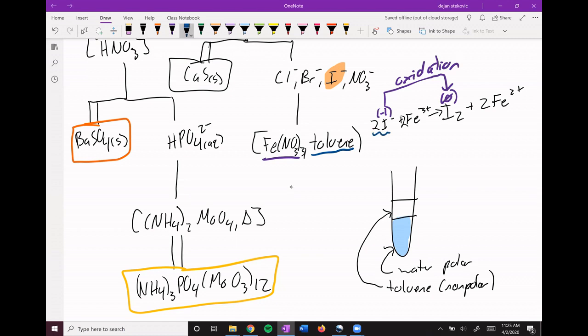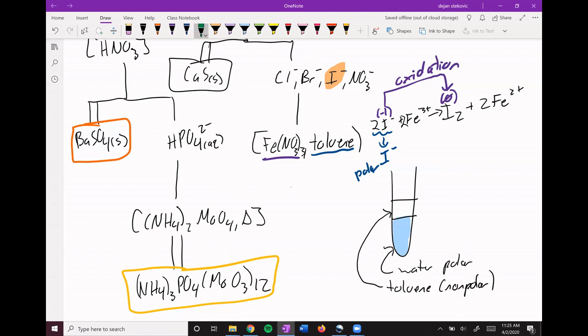So if we think about this I-, this has a negative charge. So that's essentially going to be polar here, right? So that's going to stay in the polar layer, right? It's an ion down in the polar layer. It can form those ion dipole interactions.